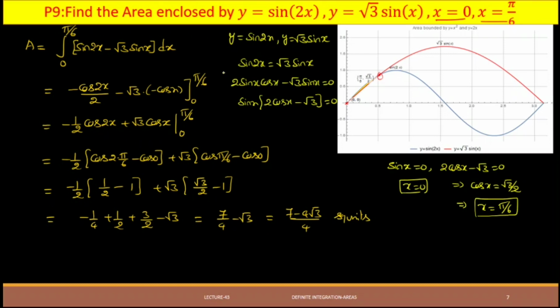So the required area, the area of the required region, is (7 minus 4 root 3) by 4 square units. Hope you have understood this problem. Let us solve the next problem.